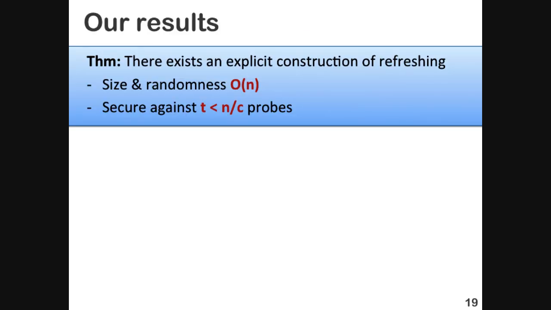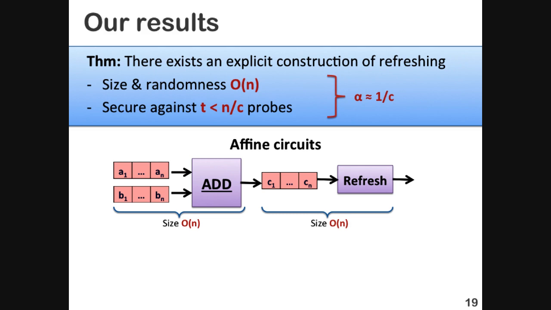So what is the result that we get finally? We show that there exists an explicit construction of refreshing with size and randomness complexity of O(n), and it also achieves constant fraction of probes security. It can be instantiated with some expanders, like this Margulis expander graph. What we get in total is then a probing rate, since the size is O(n) and the number of probes is smaller than a constant fraction, we get 1 divided by C probing rate.